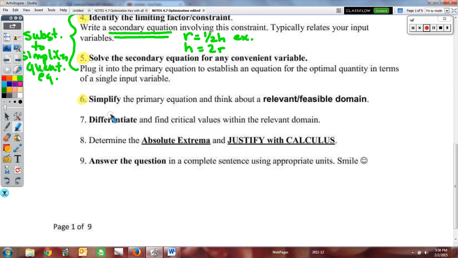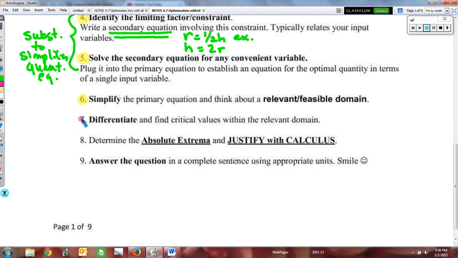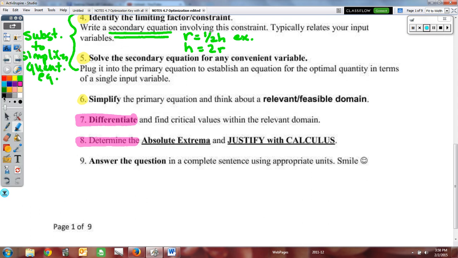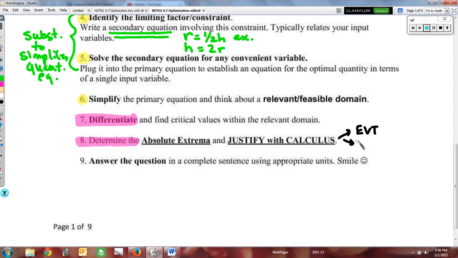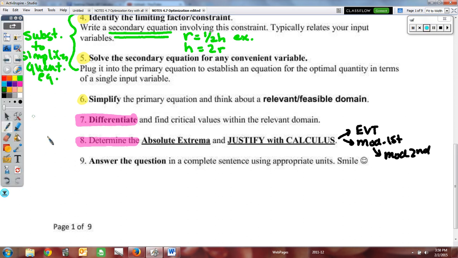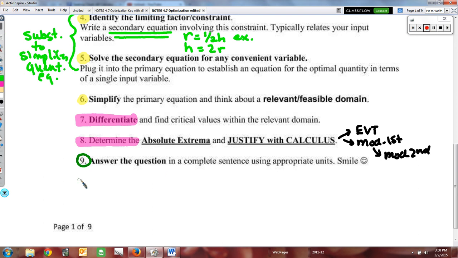Once we have our primary quantity equation, we would then differentiate, and hopefully we've managed to set it up so that it is easier to differentiate. Then we are going to determine the absolute extrema, and that is going to be basically using your three options. You are going to use your EVT, or your modified first derivative test, or your modified second derivative test in order to do it. And then at the very end, as always, you want to make sure that you answer the question in a complete sentence using your appropriate units.